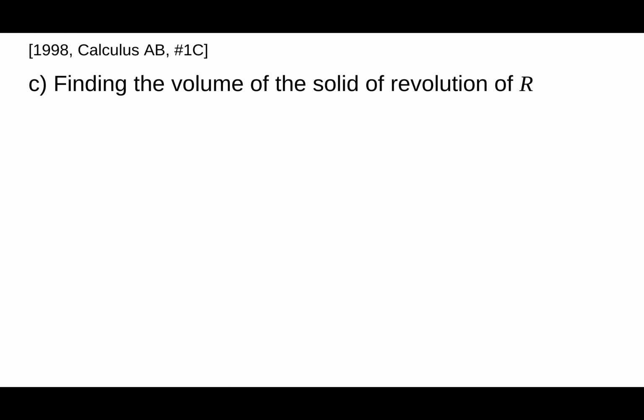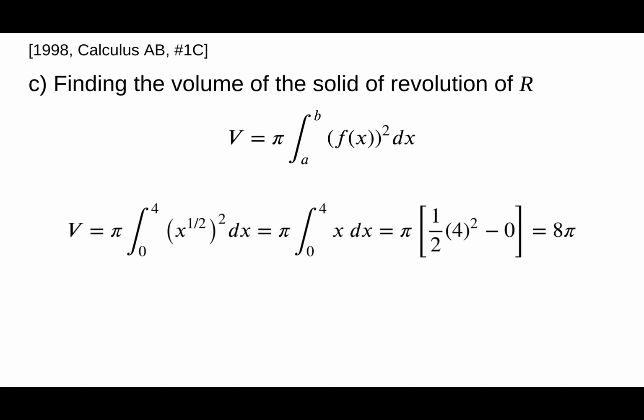Part C, we are asked to find the volume of the solid of revolution of the region R, and this would be over the x-axis. We're revolving around the x-axis here. The formula for the volume of a solid of revolution is pi times the integral from a to b of the function that generates the radius, f of x squared dx. So we substitute in our values. The volume is pi times the integral from 0 to 4 of x to the 1/2 squared dx.